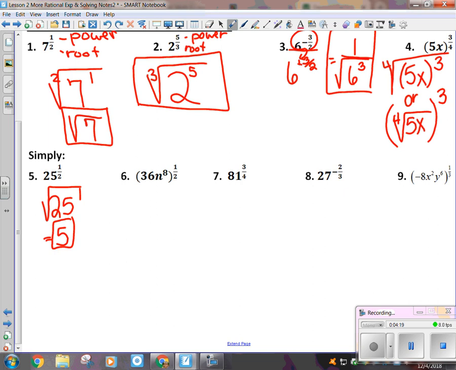All right. What's being raised to the 1/2 power? 36 and the x to the 8th, both, right? So do y'all remember how we said a while ago, what do I do to inside exponents and outside exponents?